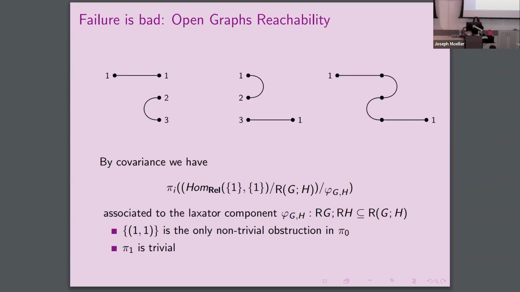So by covariance, in this specific example, we have these posets, which are defined, again, where covariance here is applied to the functor that exists by definition of bicategory. And here they're applied to this laxator component, which is just an inclusion of relations. And in this case, because this is always an inclusion, so it is mono, this is injective, right? In the target category, pi1 is trivial. And the compositionality gap is only tracked by pi0. And in this case, the only non-trivial abstraction is 1, 1. It's a very simple example.